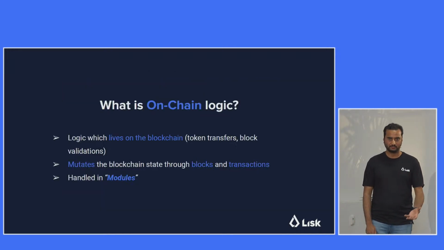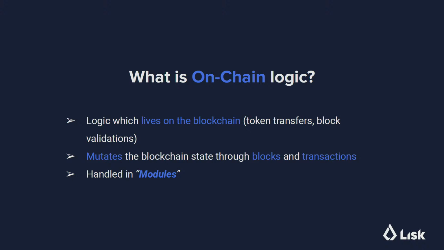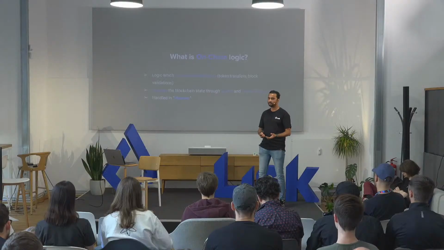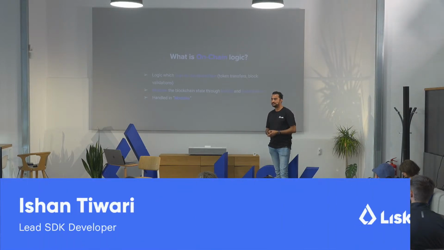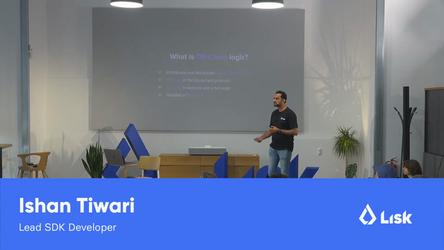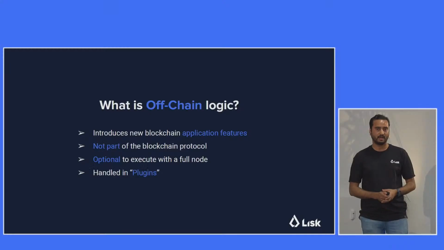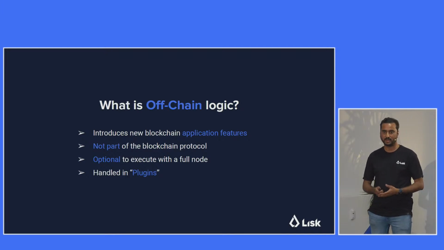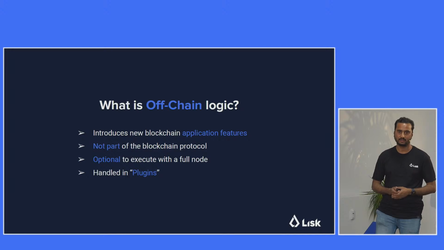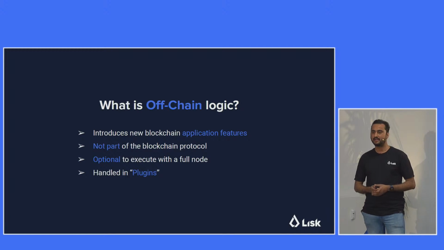So the question comes, what is on-chain logic? It is the logic that lives in the blockchain, for example, token transfers, or if you want to do block validations. Whatever you are saving in the blockchain state, you can mutate it only through blockchain blocks and transactions. This is the logic which is handled by modules. The off-chain logic is something which acts as an added feature to the application. It's optional, you don't have to run it, and your application can run standalone. Also, it's not part of any blockchain protocol, and this is handled in plugins.